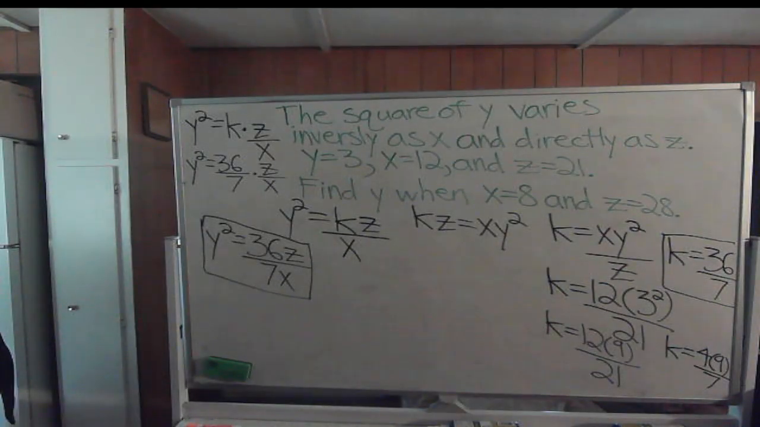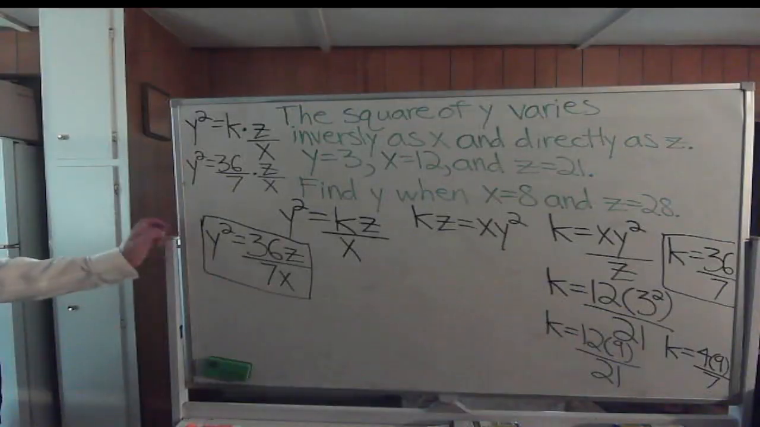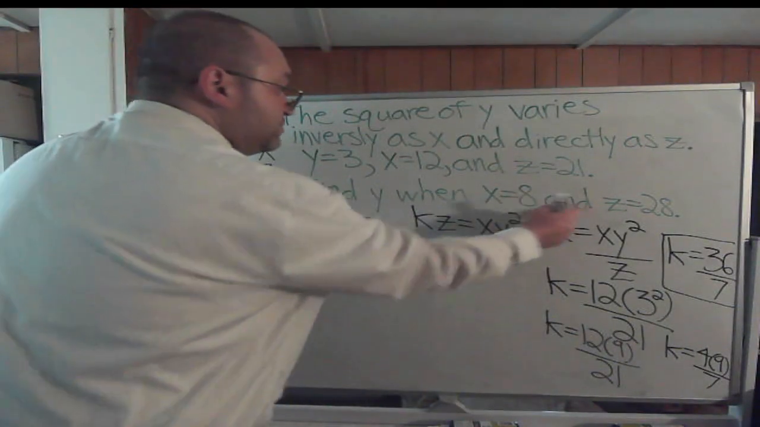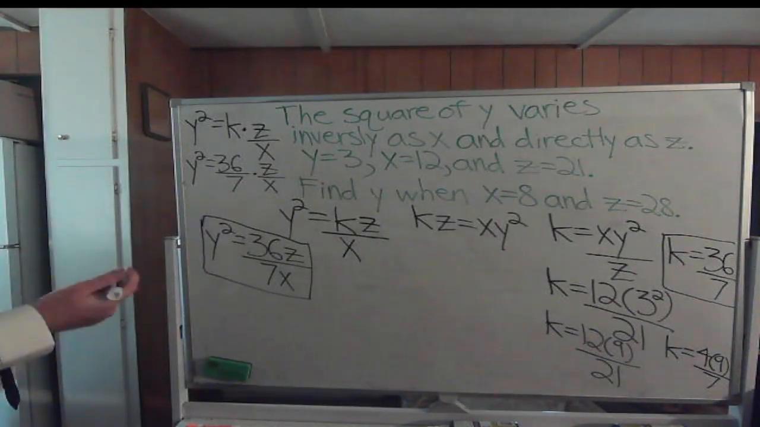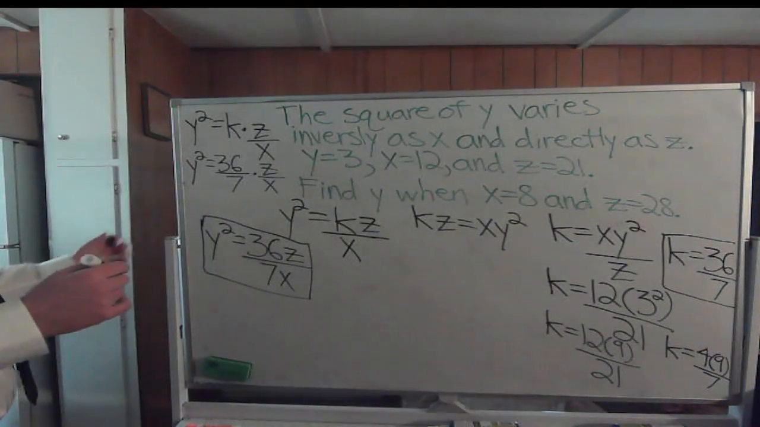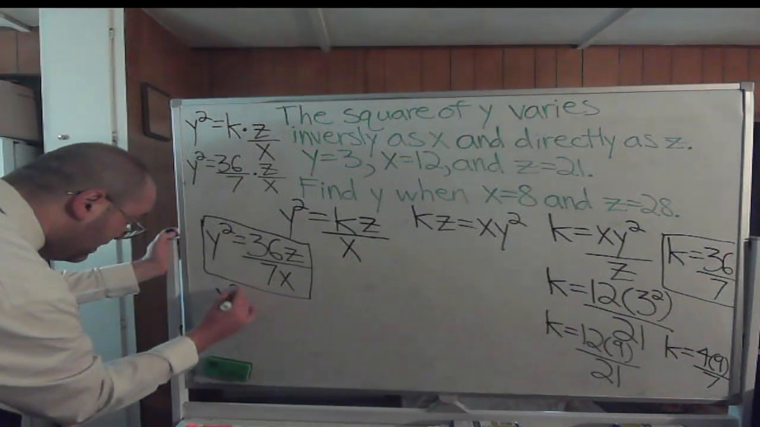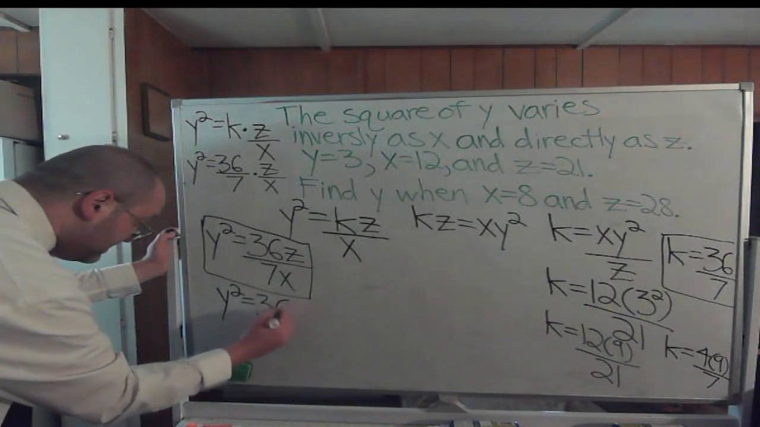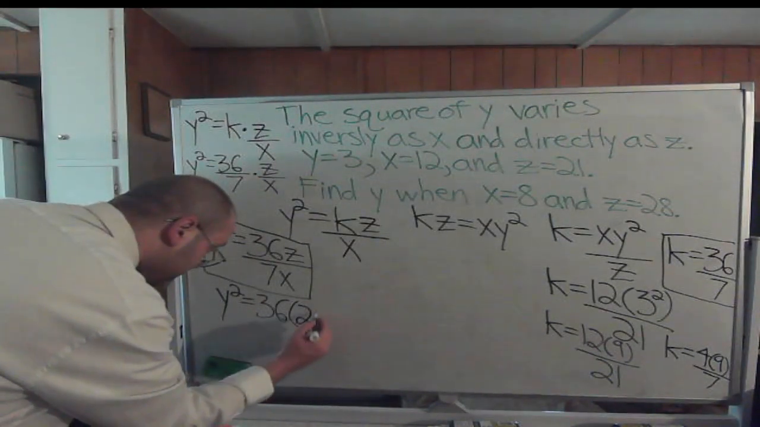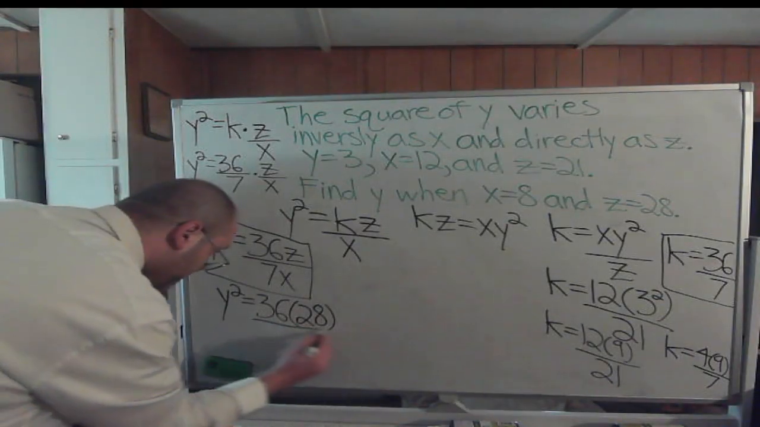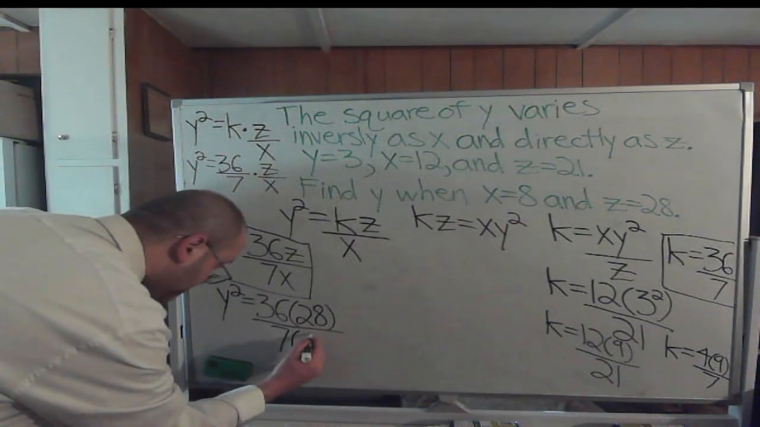Now, we found our equation of variation as well. The last thing we're asked to find is y when x equals 8 and z equals 28. So, let's go ahead and form our equation. We'll get y squared is equal to 36 times your z value of 28, so you'll have 36 times 28 over 7 times your x value of 8.